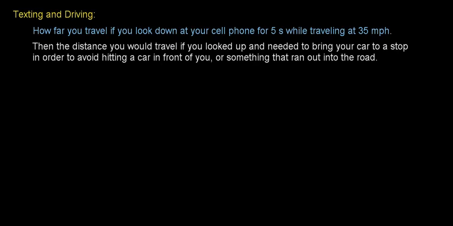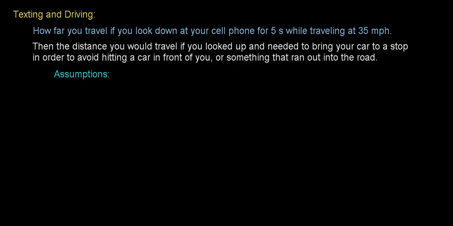In this video, we're going to explore why texting and driving is bad by calculating how far you travel if you look down at your cell phone for 5 seconds while traveling at a constant speed of 35 miles per hour, then the distance you would travel if you looked up and needed to bring your car to a stop in order to avoid hitting a car in front of you or something that ran out into the road, like an animal or a person.